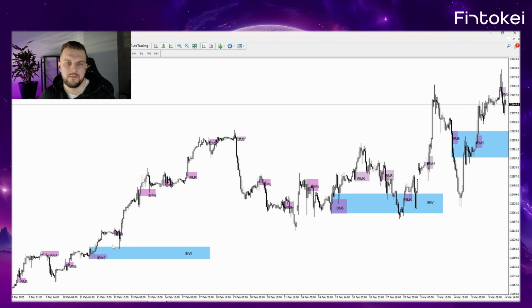If the market is trading above the weekly initial balance, I don't take short positions. If the market is trading below the weekly initial balance, I don't take long positions. And the same thing with the 5-minute initial balance. If the market is trading above the 5-minute initial balance, I do not take short positions. If the market is trading below the 5-minute initial balance, I don't take long positions.